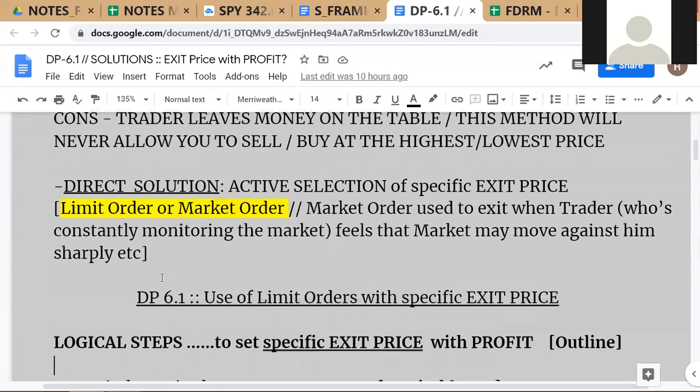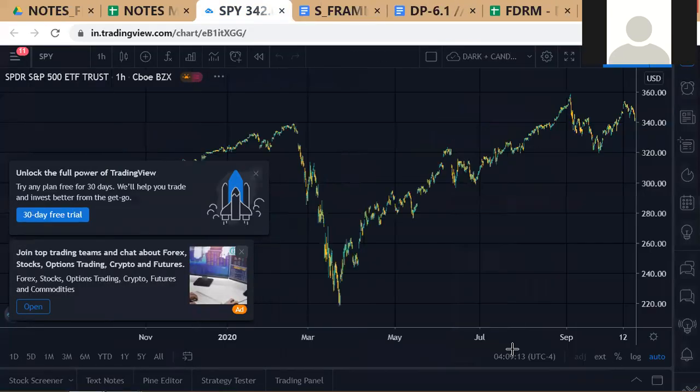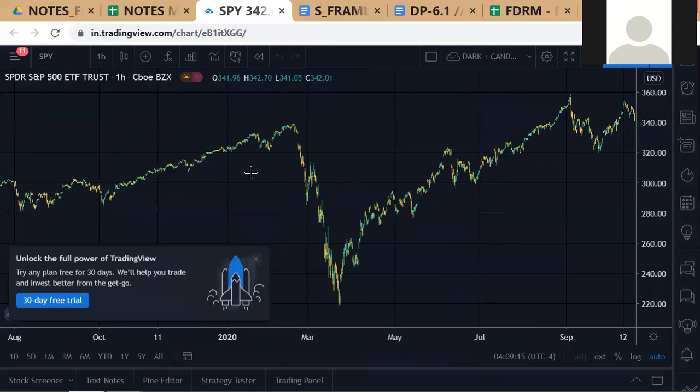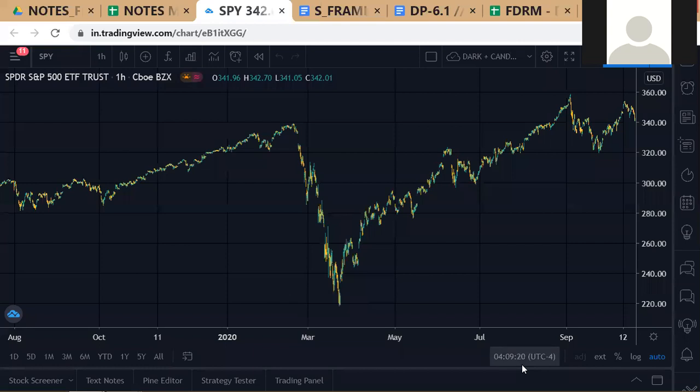What we're trying to find out is something like this. Let's say we were long, this is the decision problem that we gave you. This is actually SPY, which is the ETF that tracks the S&P 500 index. So let's say you went long at this price. Now the market is here.